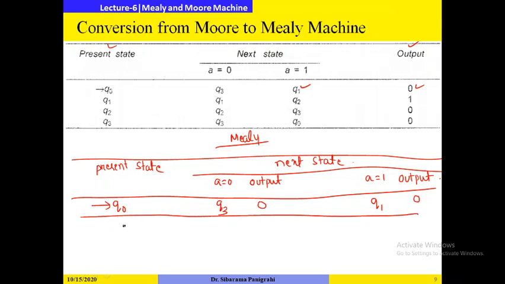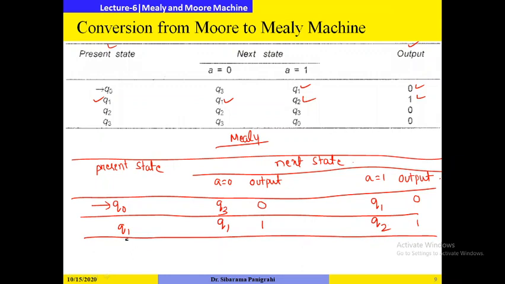So now Q1. So Q1 by taking 0 as input, what is the next state? Q1. I will write it over here, Q1. Q1 by taking 1 as input, what is the next state? It's Q2. Now I will write the output. So if there is a state Q1, what is the output? It's always 1. So for A equal to 0, it will produce 1. For A equal to 1, it will produce 1.